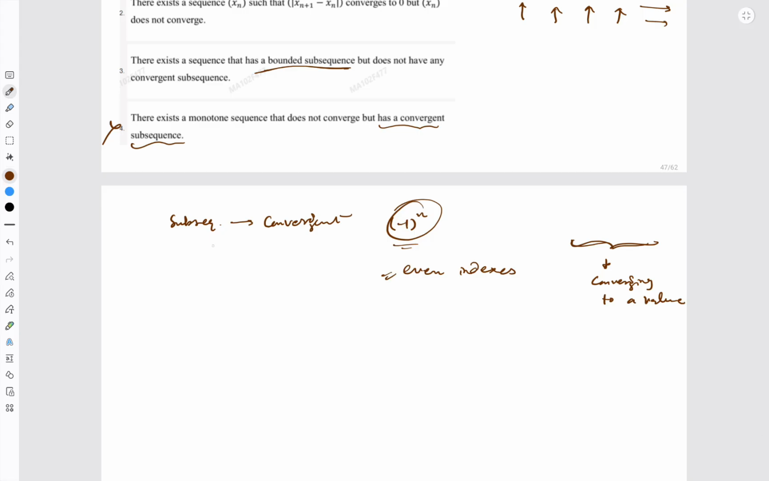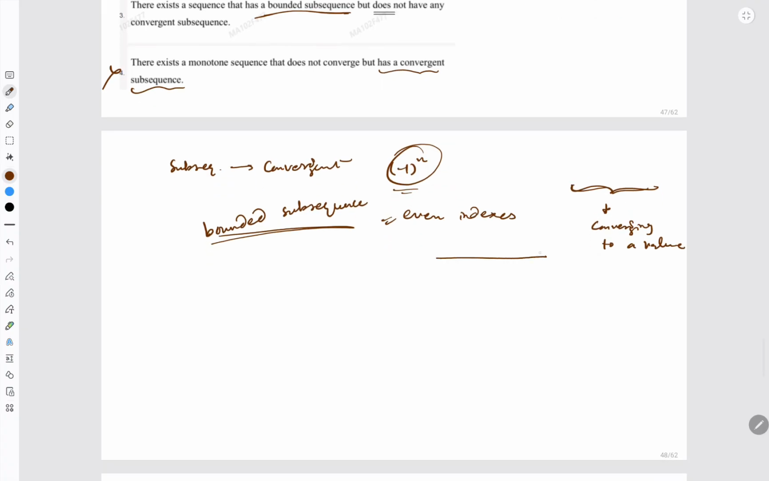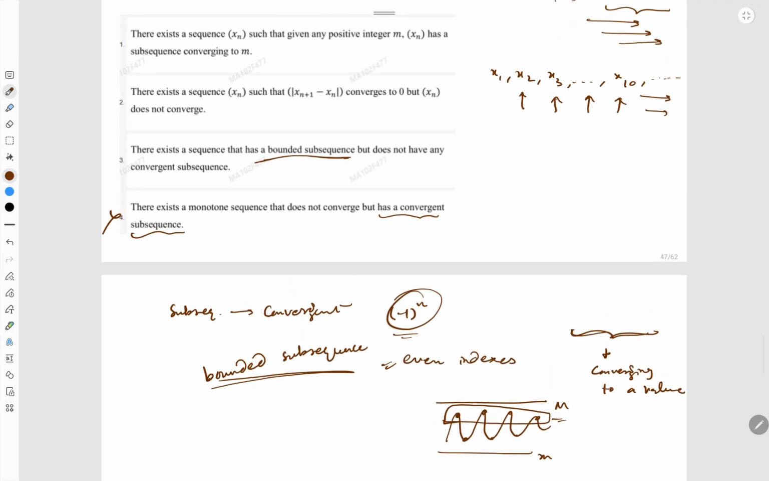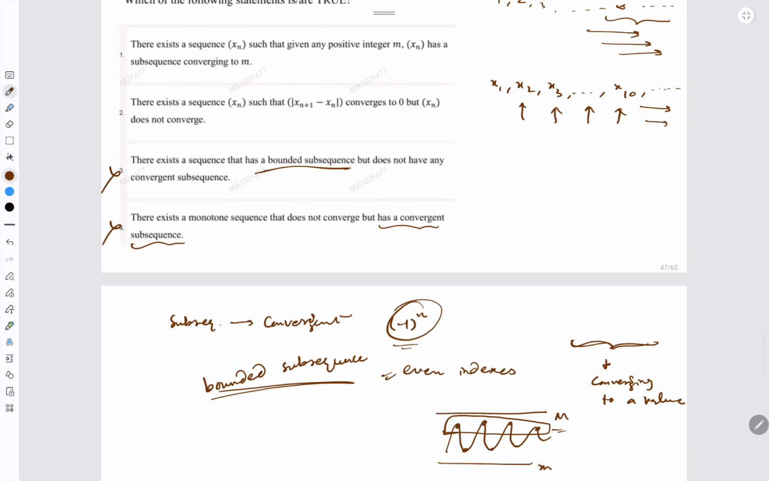Let's take the bounded subsequence you found. It is bounded between two values, let's say small m and capital M, right? Now if it is bounded between two values, you can take the peaks, or you can take the minima, and you can find another subsequence which is actually converging to a particular value, right? So this option is also incorrect.